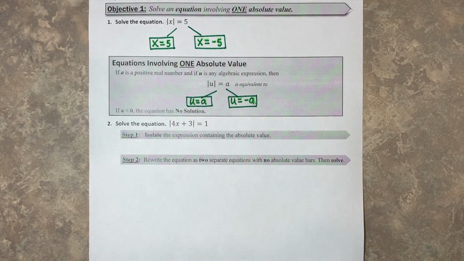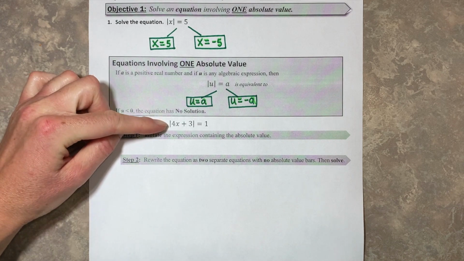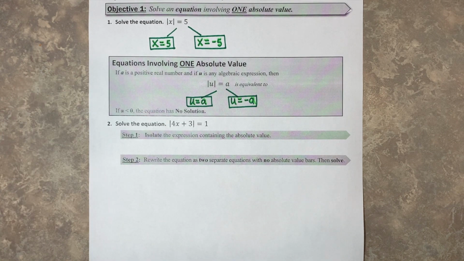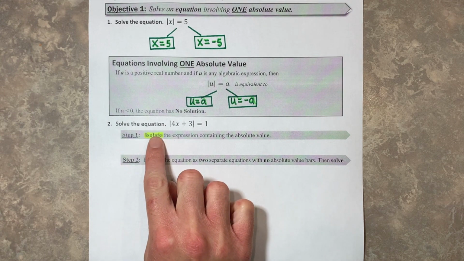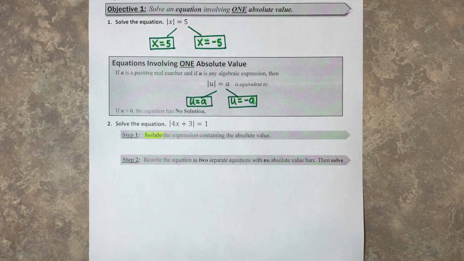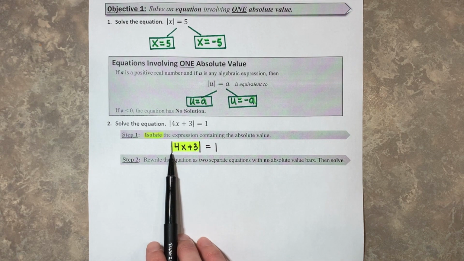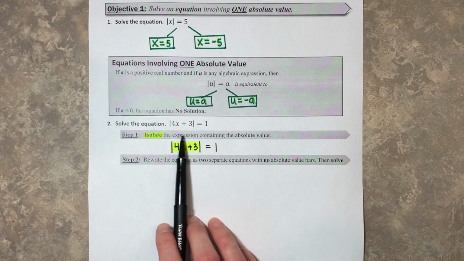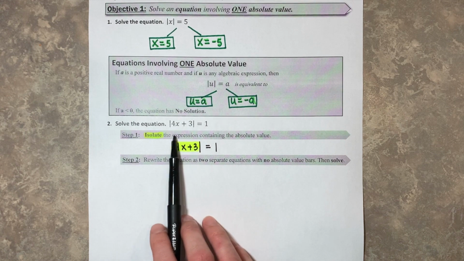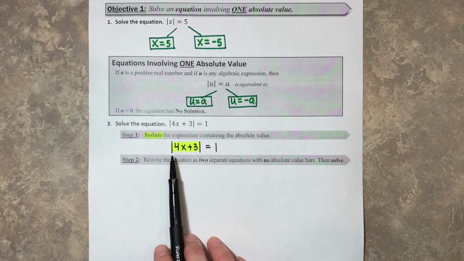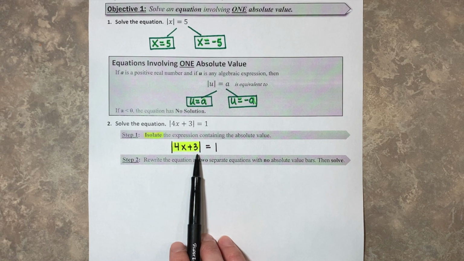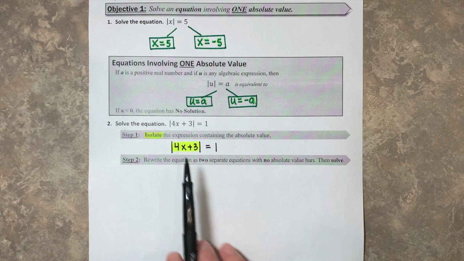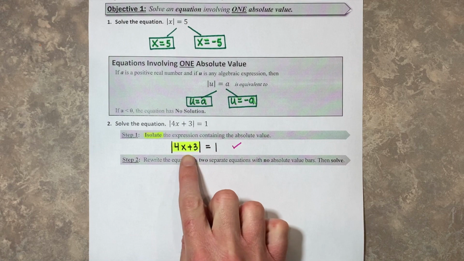Now let's look at a few examples. We'll start with this absolute value equation. The first step when we're solving absolute value equations is that we need to isolate the expression containing the absolute value. For this particular problem, the expression containing the absolute value is this expression right here. And this absolute value expression is already isolated. There is nothing outside of the absolute value bars on this left side of the equation. So I put a check mark here because the absolute value expression is already isolated.